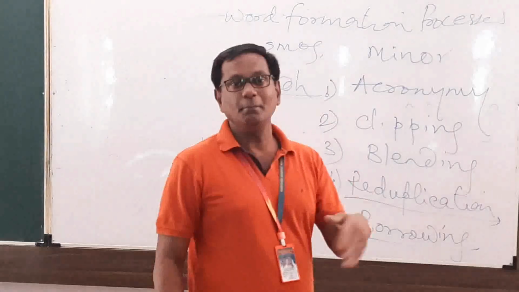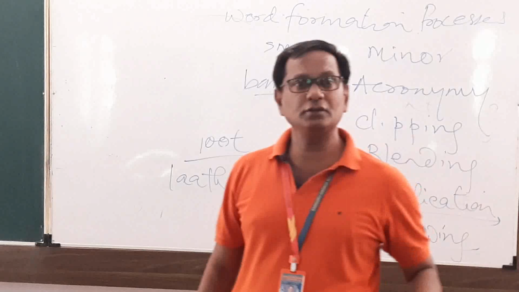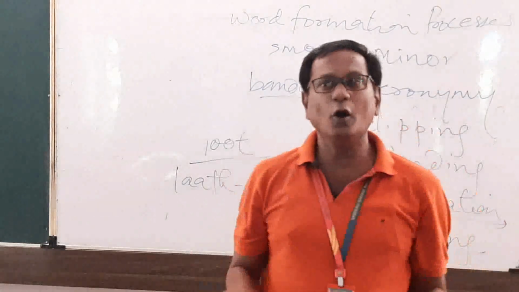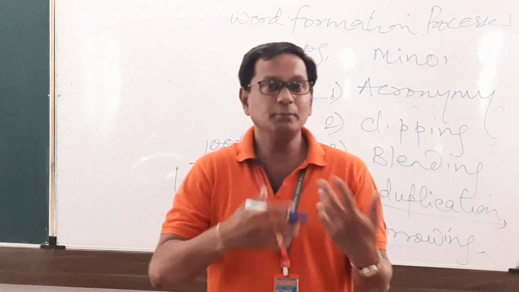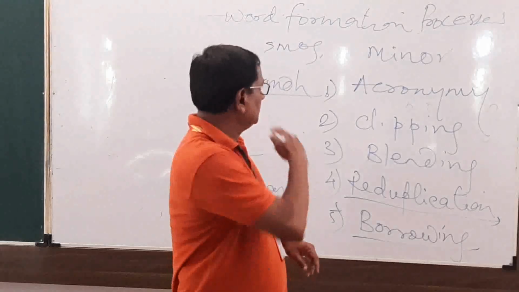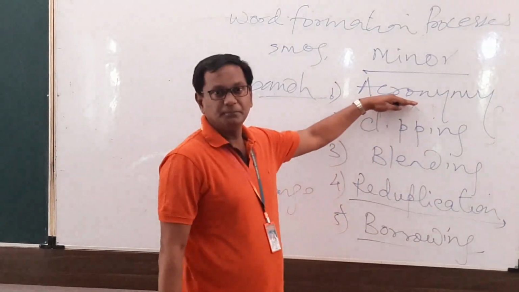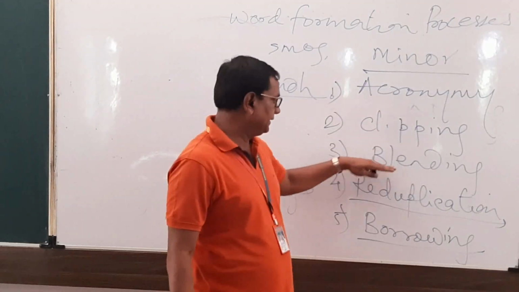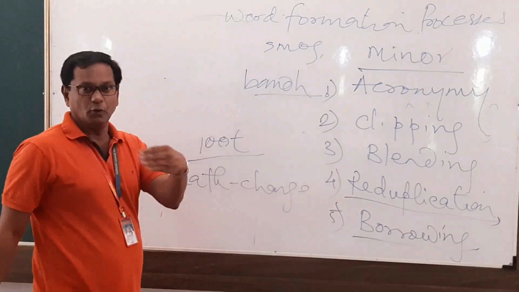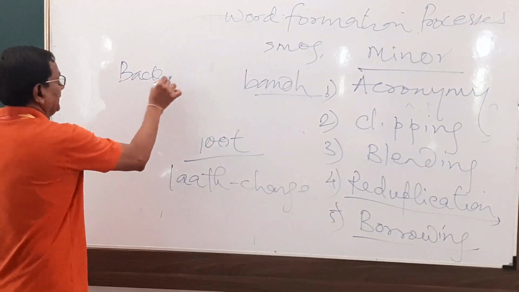Later on, we have seen some minor processes of word formation. So minor processes of word formation have some kind of limitations. They do not normally get used in the formal context. They are quite informal. So these minor processes are acronymy, clipping, blending, reduplication, borrowing. There is some more to see, that is back formation. I'll come back to it later.